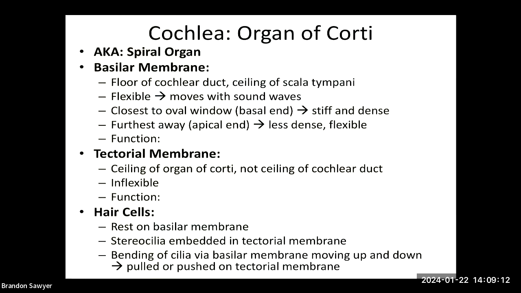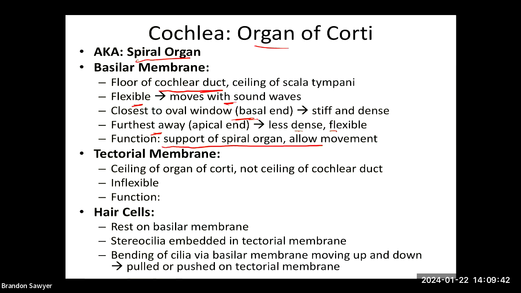But yeah, so this just kind of walks us through what I was just talking us through here. Again, that spiral organ is what the organ of Corti is. The floor of it, this is the floor of the cochlear duct, like we were just looking at that middle canal. Okay, the ceiling of it is called the scala tympani. Okay, again, it's flexible, it moves with the sound waves. The end that's closest to the oval window is the stiffest part, responds to the high frequency sounds only. The furthest away part is less dense, more flexible. So the function of this basilar membrane is to support that spiral organ, but then to allow some movement for whatever frequency of sound is going to be passing through. So that's the bottom, okay?